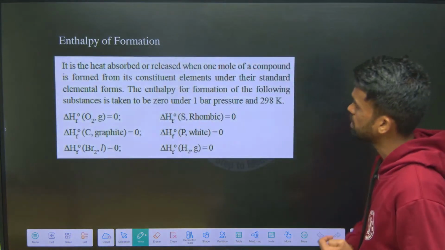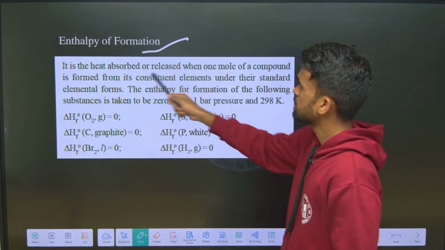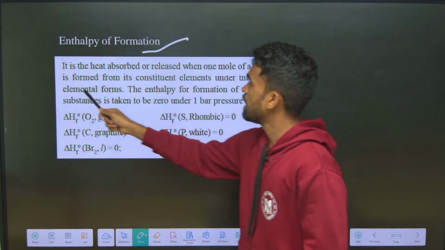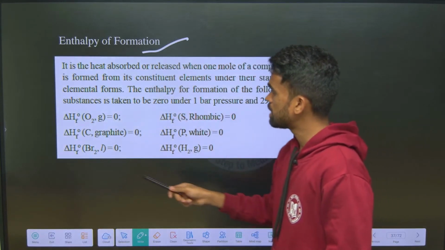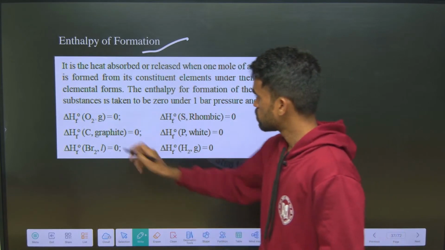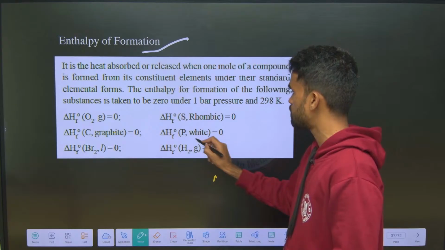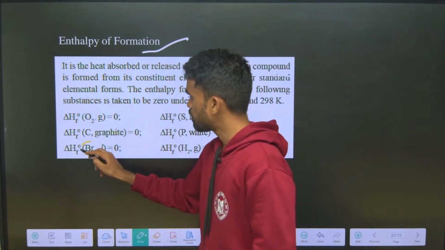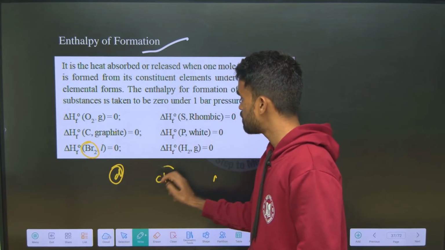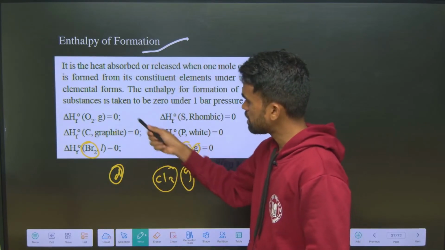Okay, so just read this. Enthalpy of formation means it is the heat absorbed or released when 1 mole of compound is formed from its constituent elements in their standard elemental form. Standard elemental form for oxygen is what? O2 only. For carbon it is graphite. For sulfur it should be rhombic. For phosphorus it is P4, like white phosphorus they will mention. For bromine it will be in liquid state at standard condition, whereas chlorine will be in gaseous state only. So hydrogen should be gaseous state. So their values are 0 here.